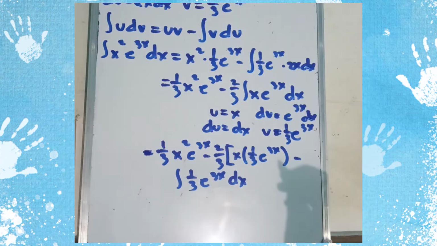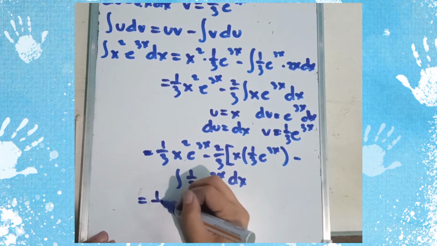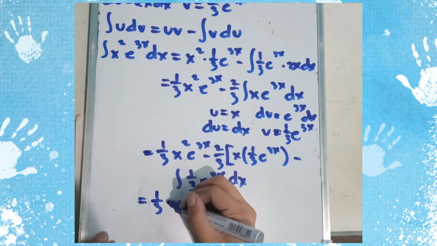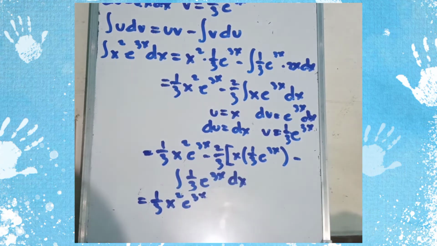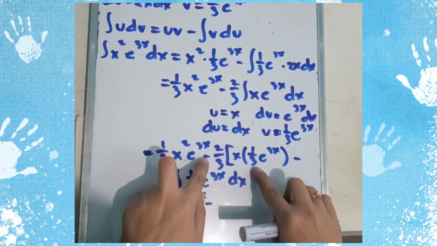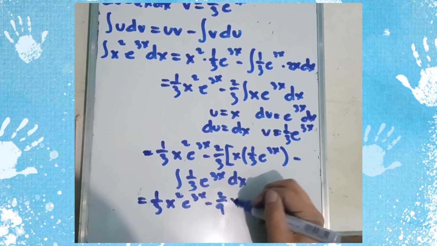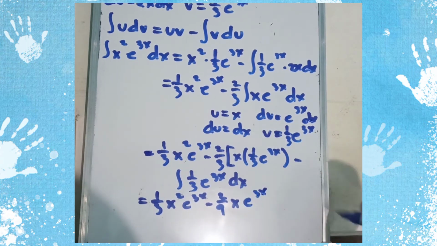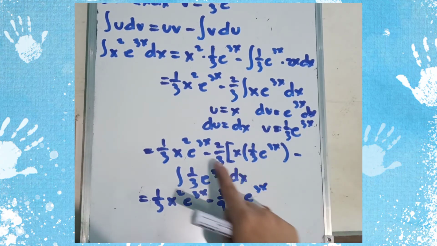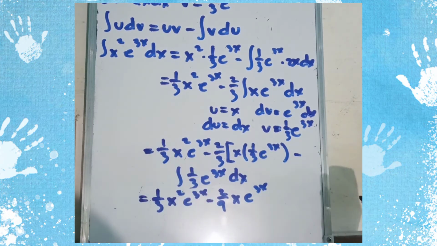So further simplifying, that's equal to 1/3 x squared e to the power of 3x minus, we can multiply this one, that's 2/9 x e to the power of 3x. So negative, that will be positive.